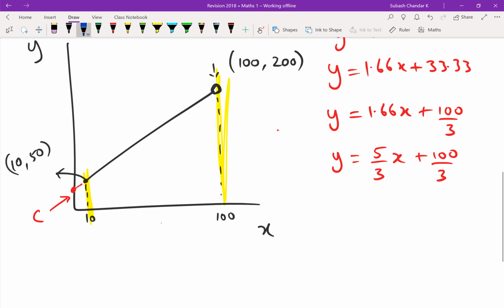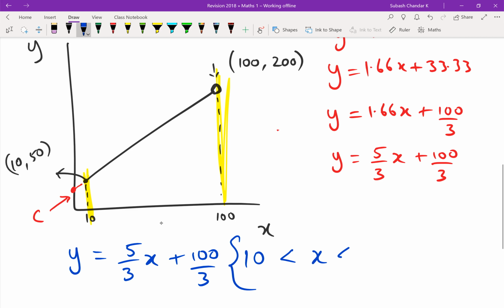So what you have to do is rewrite this equation as 5 over 3 x plus 100 over 3. We put the squiggly brackets, and we want it between 10 and 100. Is that correct? We've got to know why not. Because of that little circle, the one right here. Because that's an empty hole, it actually means that you can't have x equals 100.